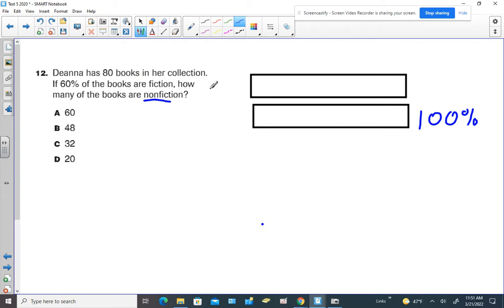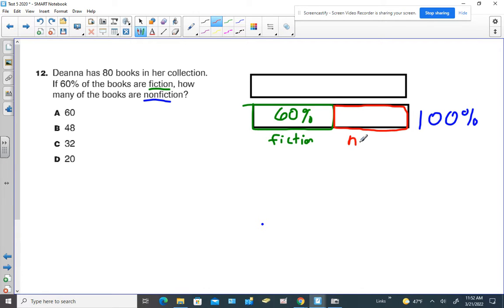So 60%, let's map that out. 60% would be a little more than half. So it'll probably look like that. And we'll label them. Go back and reread it. What is 60%? Fiction. So let's put the word fiction over here. Now, what does that imply about this chunk? The two chunks have to add up to be 100%.